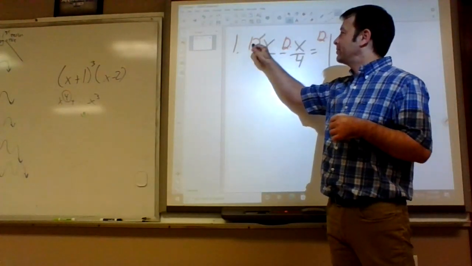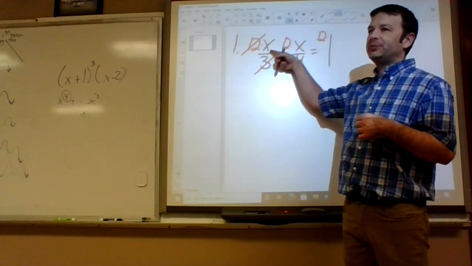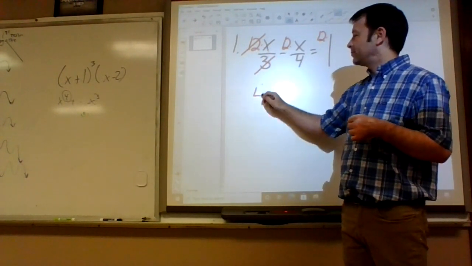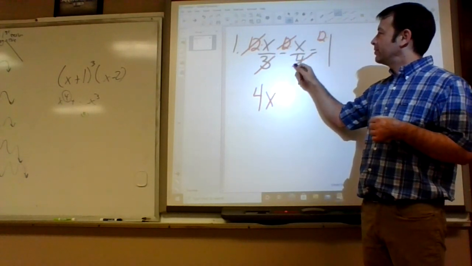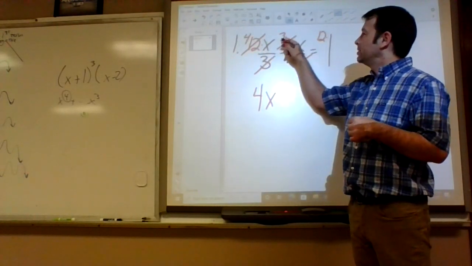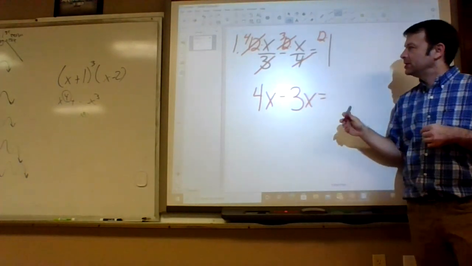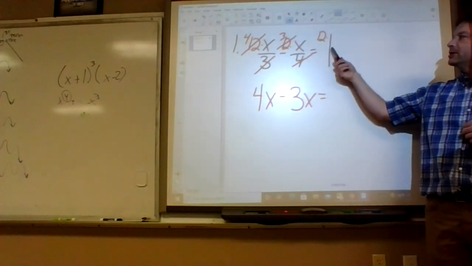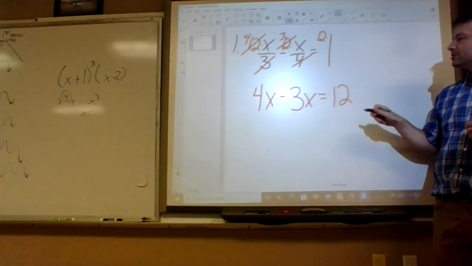What's 12 divided by 3? 4. So I have 4 times x, which is 4x. What's 12 divided by 4? 3. So I have 3 times x. So that's 3x. So 4x minus 3x equals, this one doesn't have a denominator, it just has 12 times 1, which is 12.